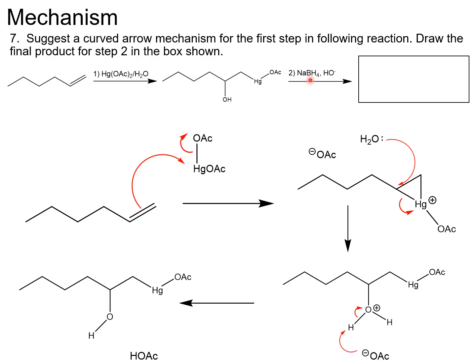For step 2, this is going to end up removing this C-Hg bond and add a C-H bond. So this carbon has 2 H's. It's now going to end up having 3. And this will allow us to add an OH group to the more substituted position without the complication of going through a carbocation intermediate.